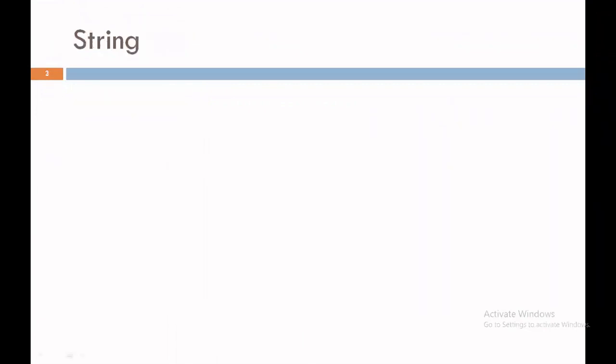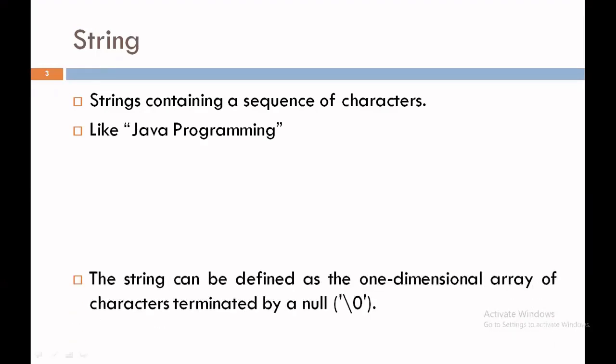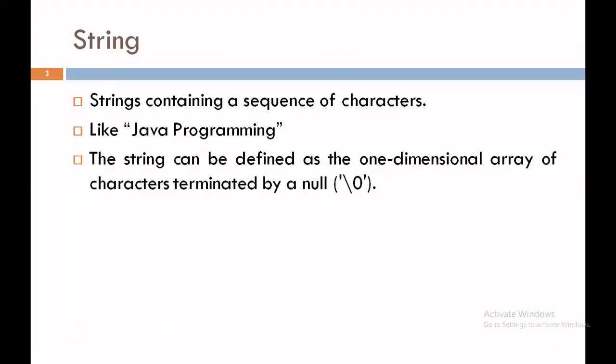Now, first we discuss what is a string. A string is nothing but a sequence of characters, or we can say that a string is a collection of characters. For example, "Java programming" is a string which contains a sequence of characters. In C, a string can be defined as a one-dimensional array of characters which is terminated by null. So in C, a string is nothing but one type of one-dimensional array of characters.